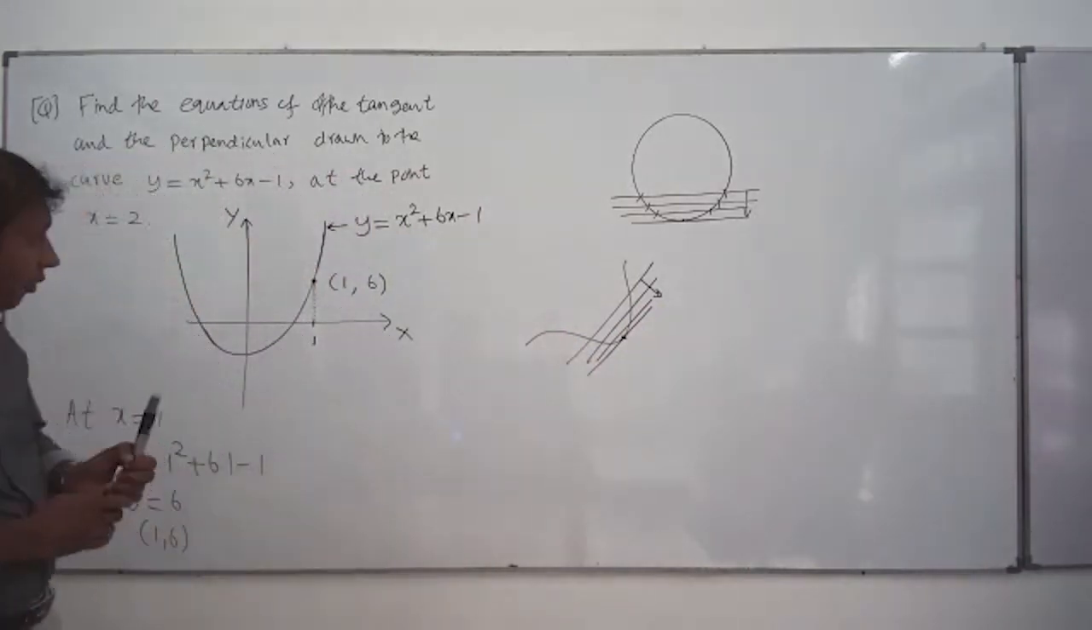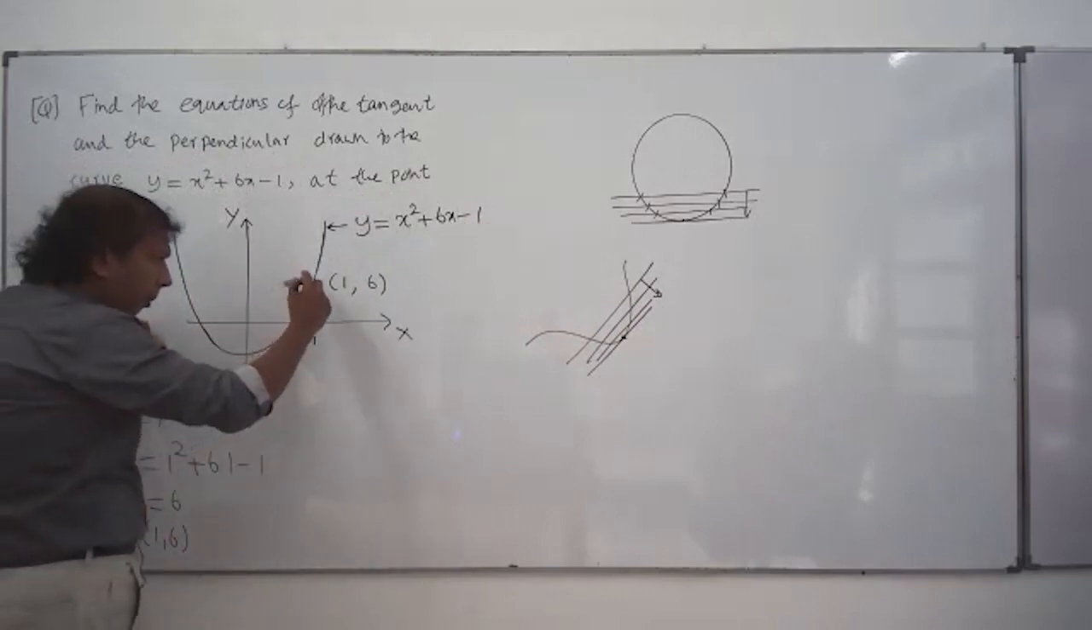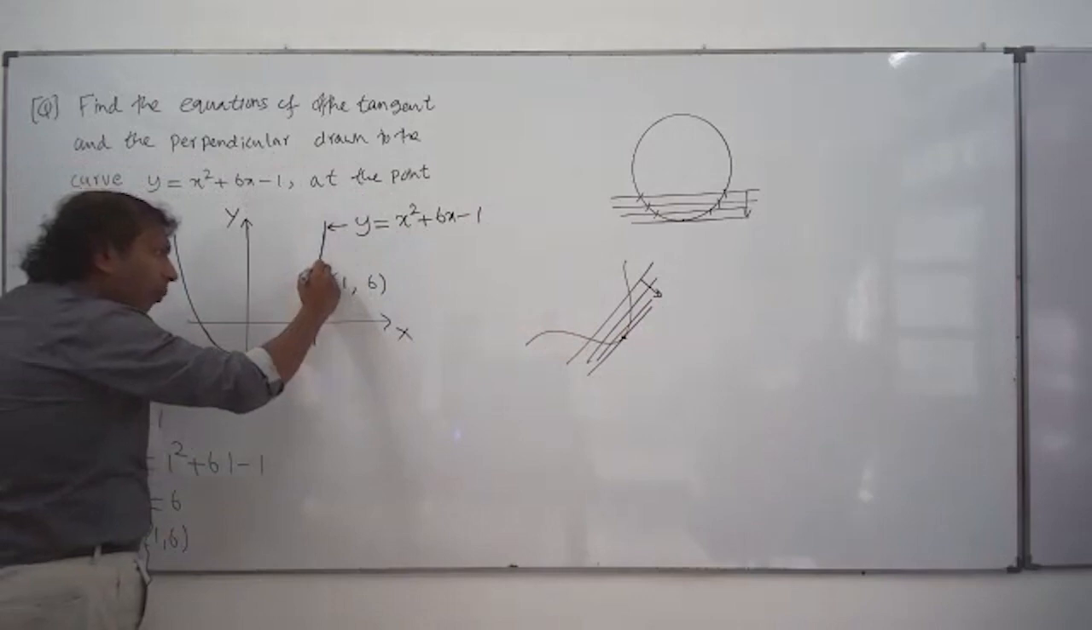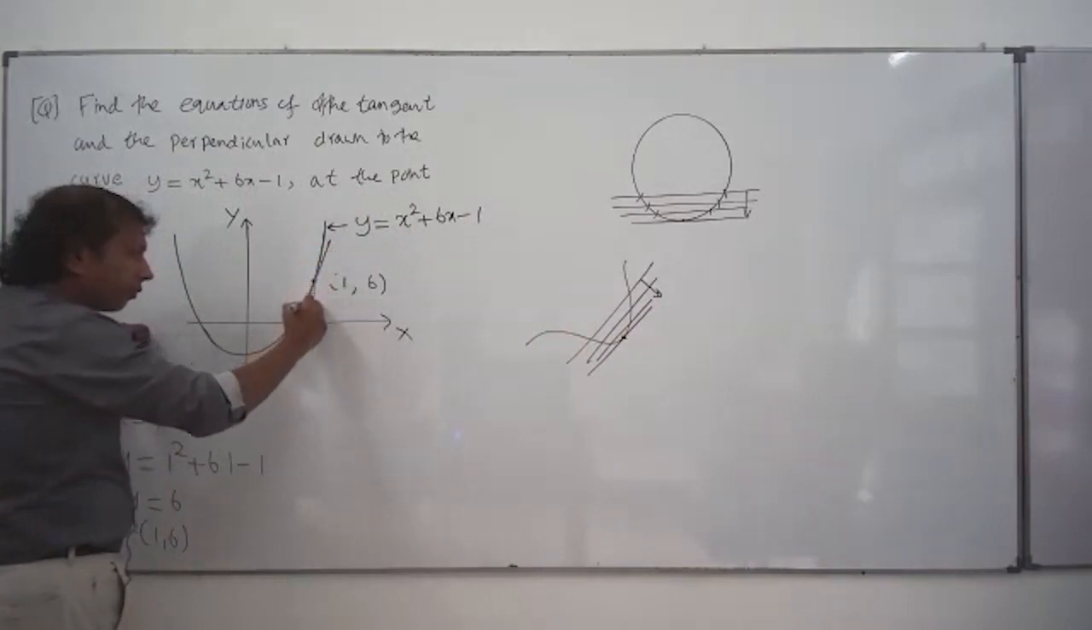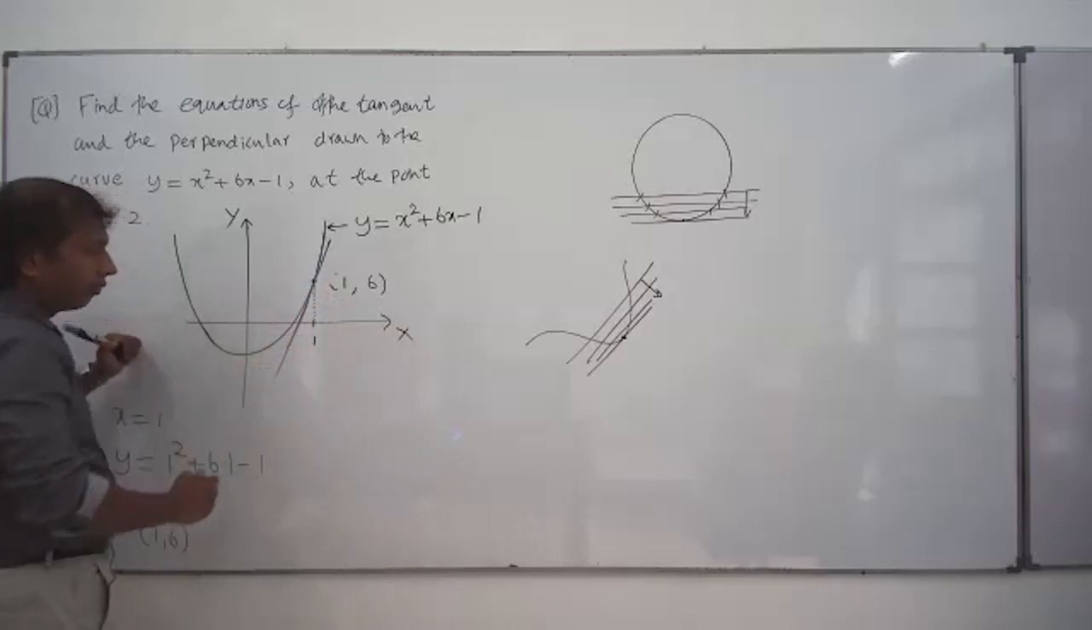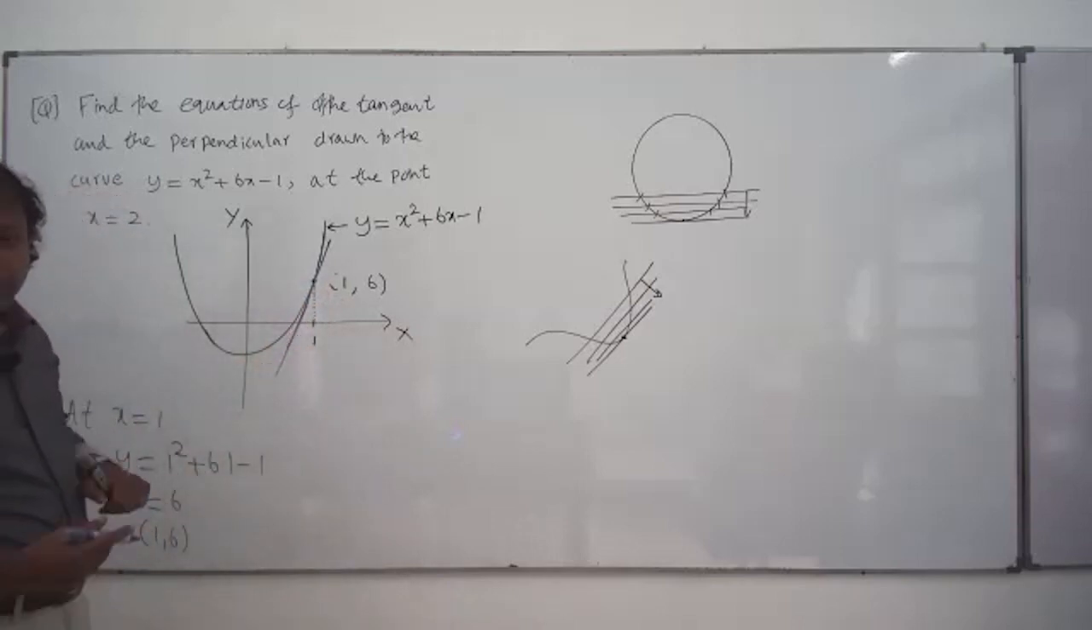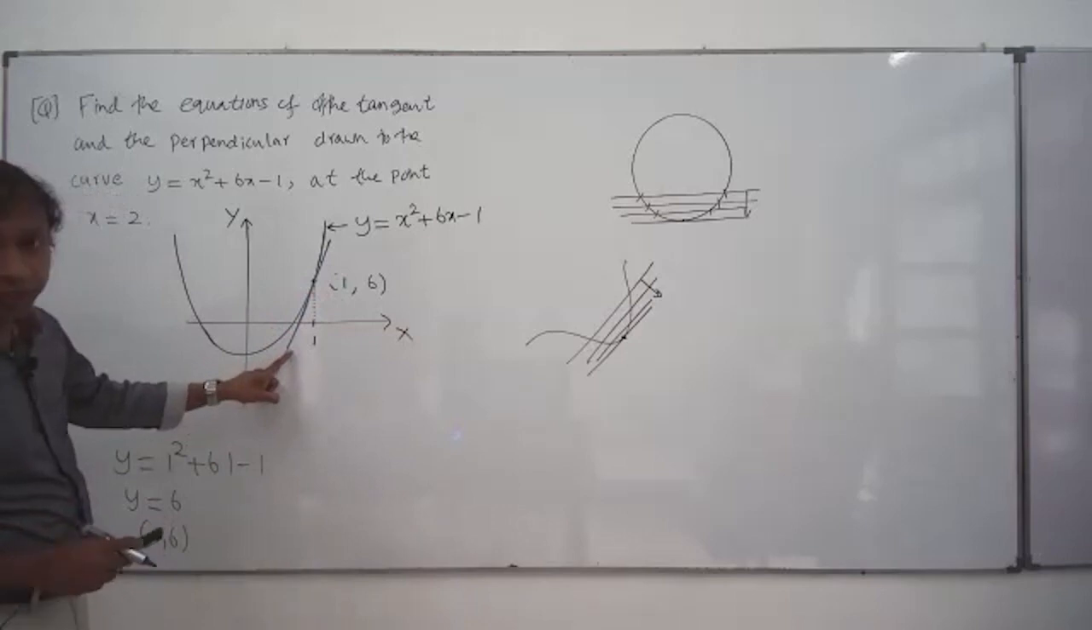Like that, here, we can construct a tangent to this curve at this point. This way. This is a tangent line. We are asked to find its equation.